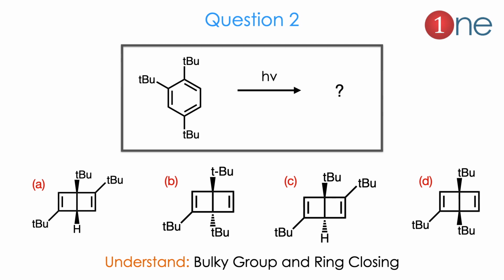Then question number 2. The question is benzene attached with 3 butyl groups, which are in the tertiary butyl form, in the 1, 2 and 4th positions. Here they ask you to find the product. The product mostly has a bond inside the ring. So you have to guess which product has the tertiary butyl where. Here you have to understand that the tertiary butyl group is a bulky one, and the ring closure occurs.